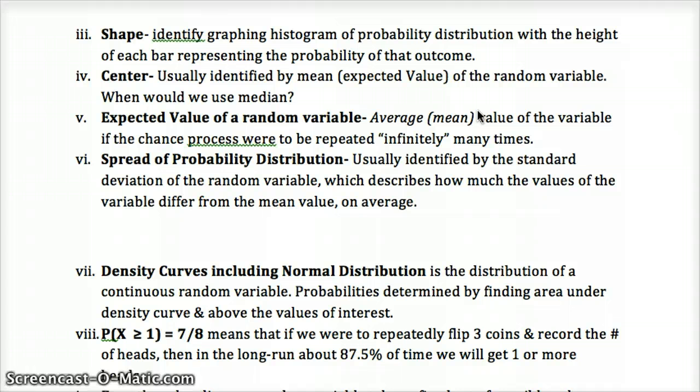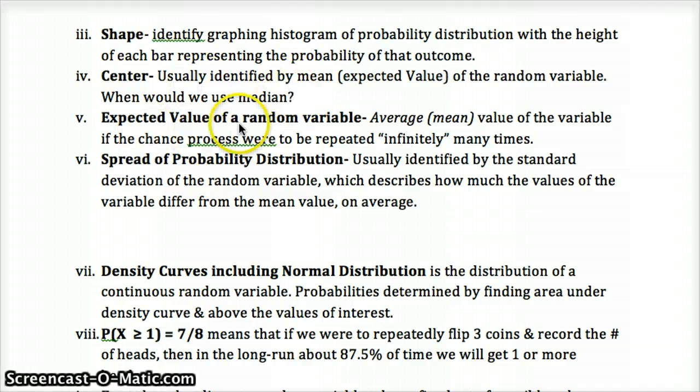The center, we usually identify it by the mean here. What we call the mean is the expected value. The expected value is what we'd expect to get over a large number of outcomes. We're going to talk in a little bit about how we calculate that. It's basically the average, but the weighted average. So you take the value of each possible outcome and multiply it by the probability of that outcome, and then you add those all up for the distribution.